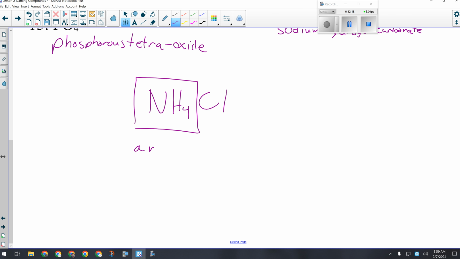This stuff would be ammonium chloride. Okay? And ammonium can actually bond with other polyatomic ions, okay? It can do this. Okay, that would be ammonium nitrate.